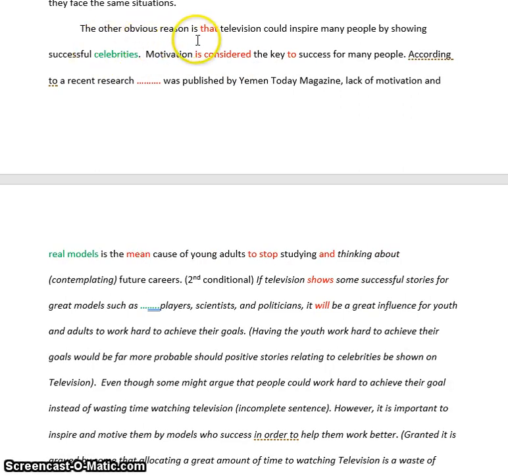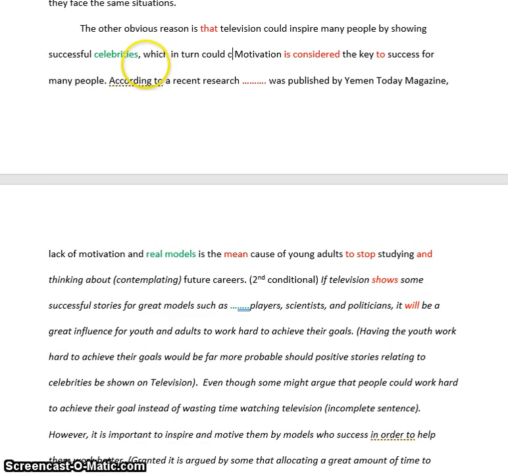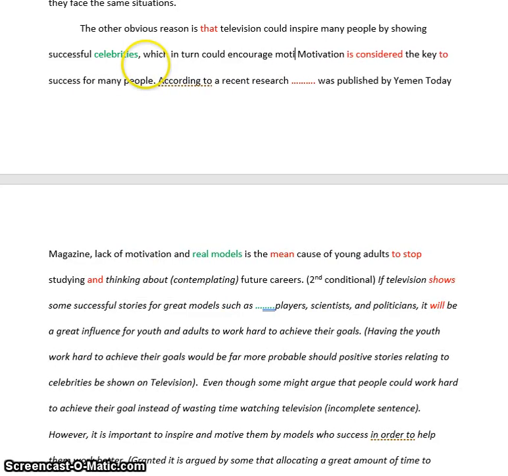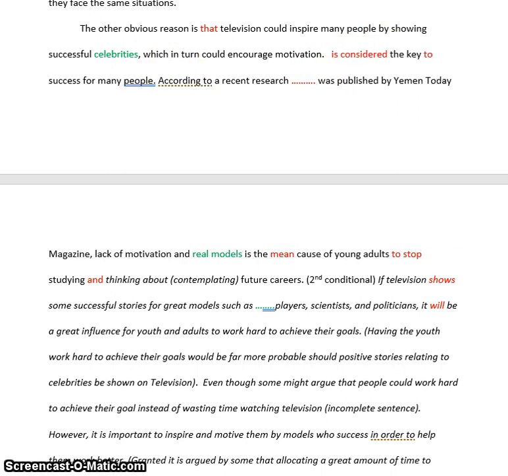Okay. The other obvious reason is that television could inspire many people while showing successful celebrities, which in turn could encourage motivation. Okay, now that is how you connect it with motivation, and then you say this is considered the key. So we need to connect this sentence and this sentence together, and that's what we've done. Okay, this is considered the key to success for many people.